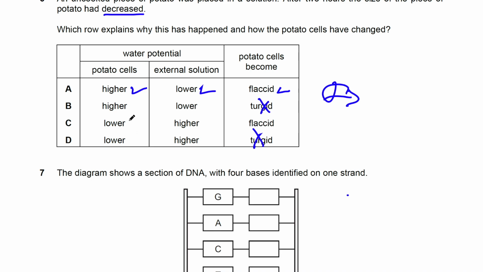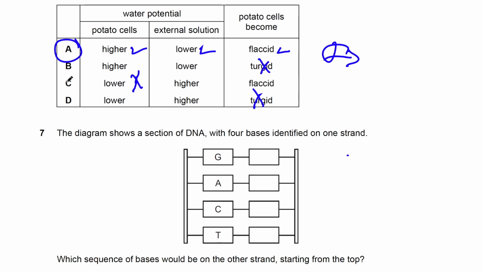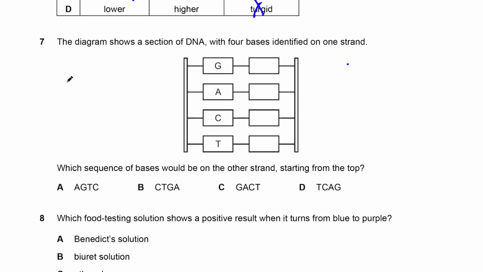But let's read option C. The water potential inside the potato cell is lower, so this is wrong. No need to continue with this. So directly I will circle option A. Let's move to question number 7.